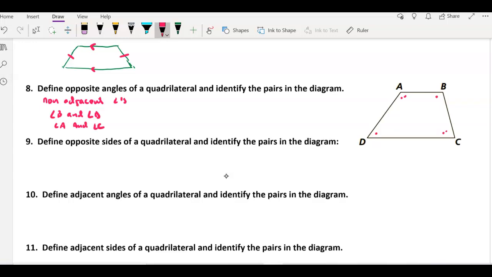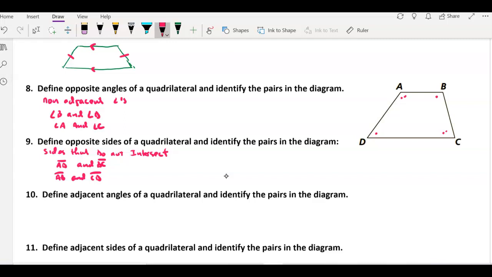Okay, if we had to define opposite sides, they're basically the non-adjacent sides, or the sides that do not intersect. So when I look, what would be opposite of AD? That would be BC. What would be another pair of opposite sides? AB and CD.